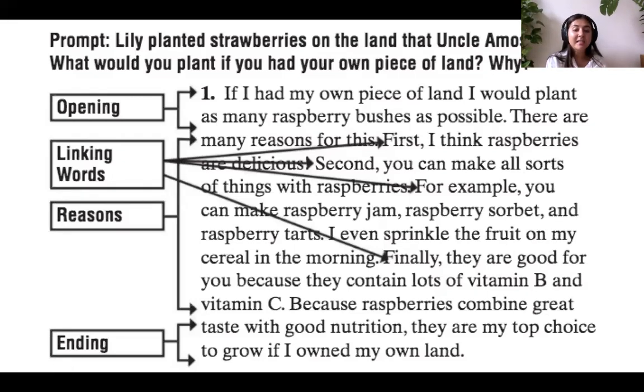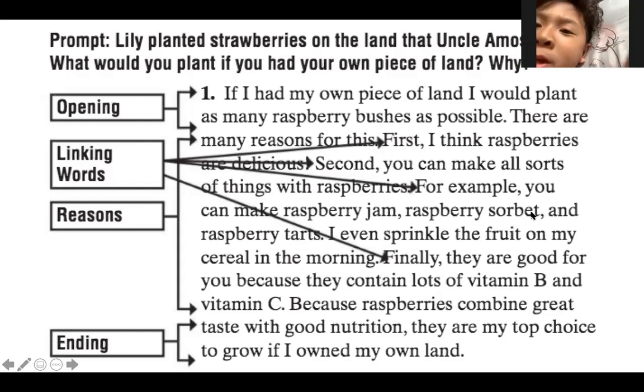Then they give details about what you can make with raspberries. What are the details that they give? For example, you can make raspberry jam, raspberry sorbet, and raspberry tarts. Very good. Well done. So they give me lots of details and examples of what you can make. They say you can make all sorts of things with raspberries: jam, sorbet, tarts. You can even sprinkle the fruit on your cereal. So they give me 4 examples of what you can do.